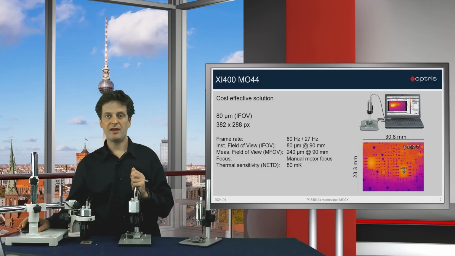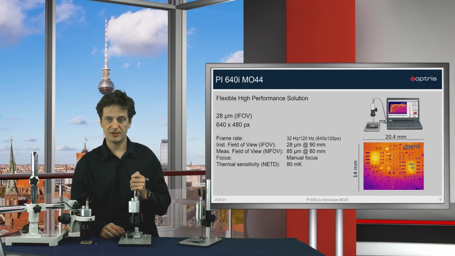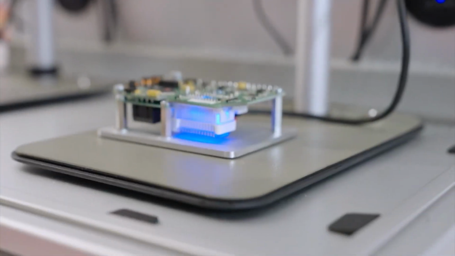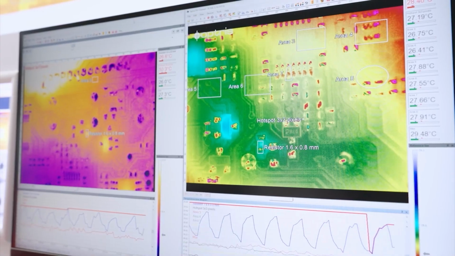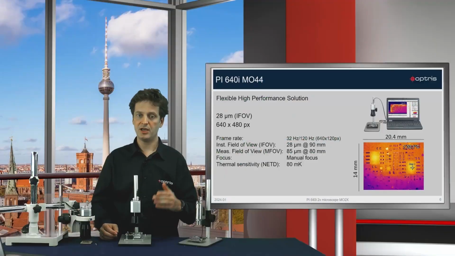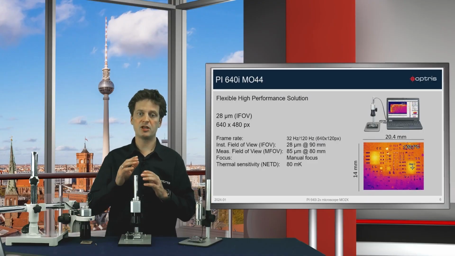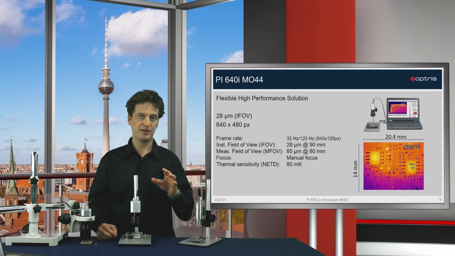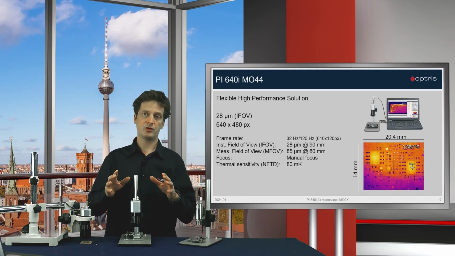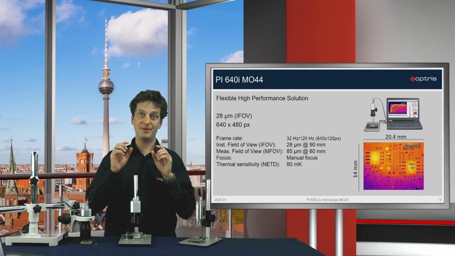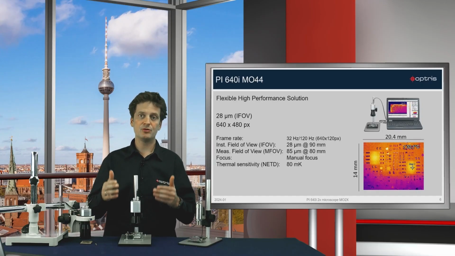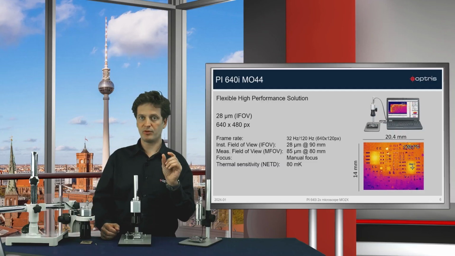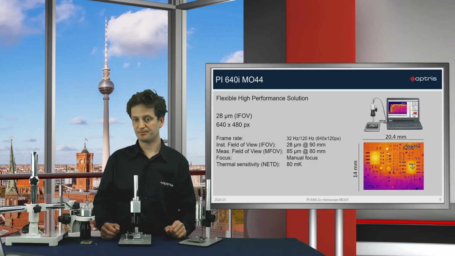In the middle, we have our PI640, as mentioned, a VGA camera coming with the MO44 optics. This is designed to have a much higher resolution. In detail, we see the big improvement: here we are talking about 28 microns instantaneous field of view. A small explanation about instantaneous field of view: here we're talking not about the spot size, but the pixel size which the camera is able to resolve. That means 1 pixel in this case equals a square with a side length of 28 microns.